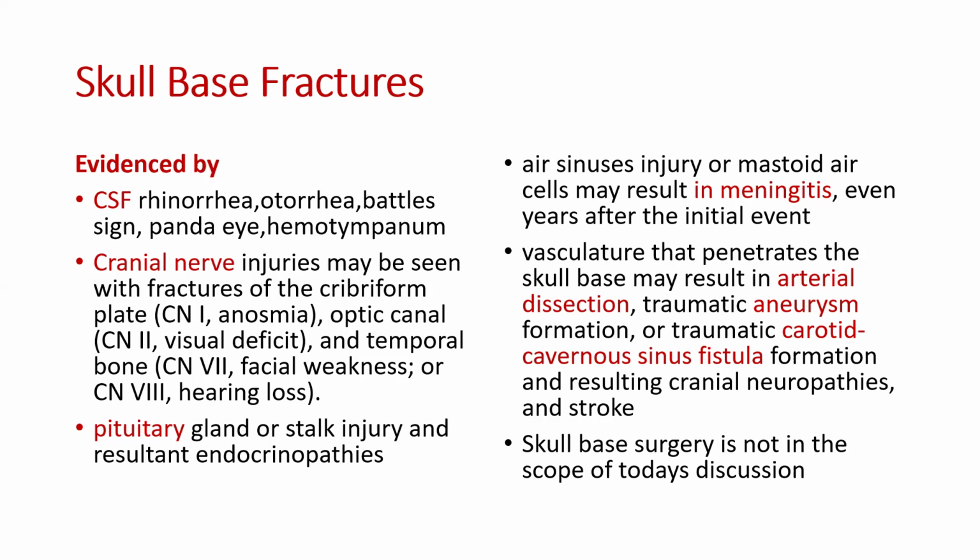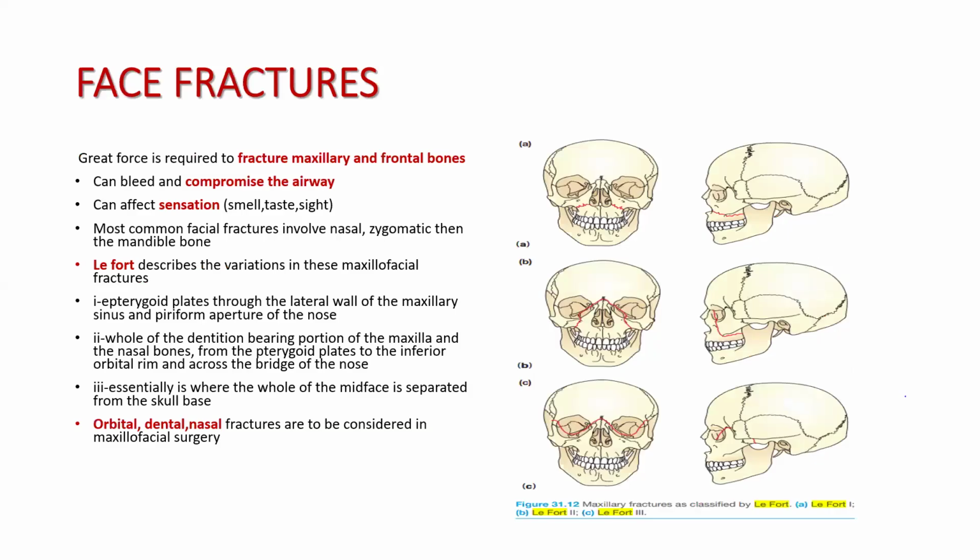You can have vascular injuries to the vessels that penetrate the skull base, and you can have arterial dissection, traumatic aneurysm formation, traumatic carotid cavernous sinus fistula formation, and cranial neuropathies that may occur because the blood supply to those parts of the brain has been compromised. So we will not discuss skull base surgery in today's discussion. It is beyond the scope of today's discussion.